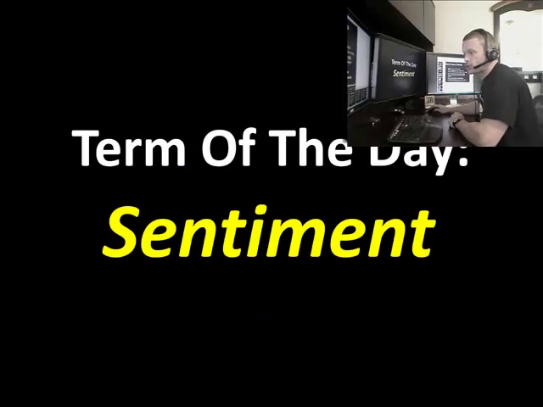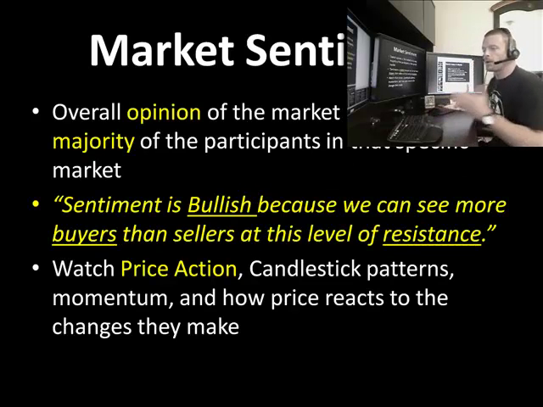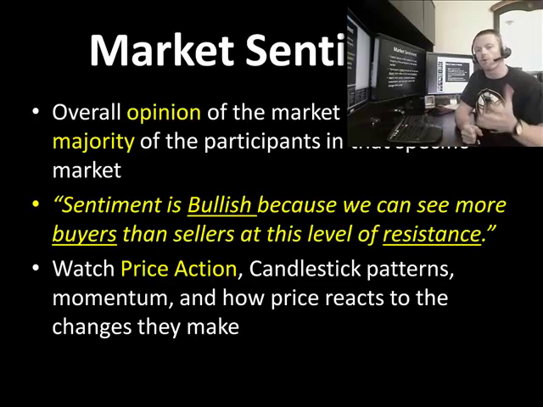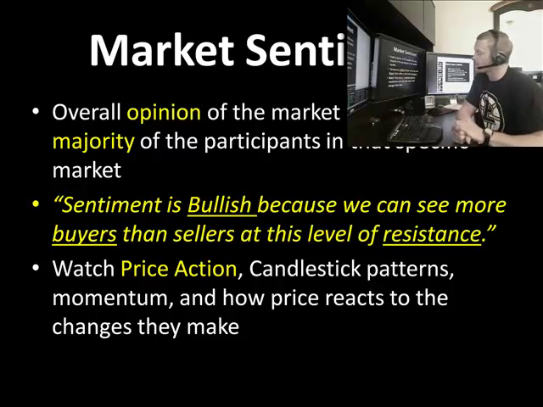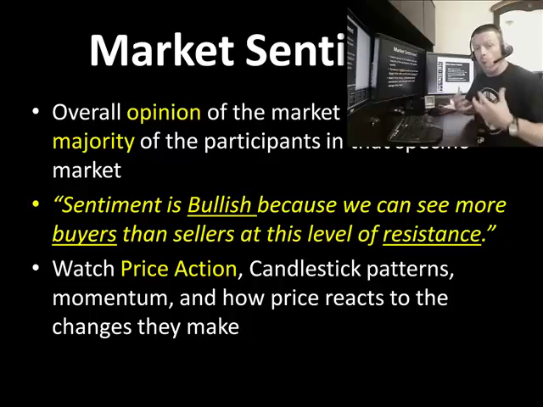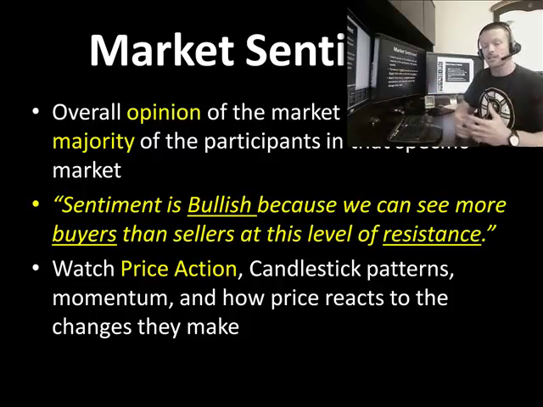All right, what's the term of the day today? It's sentiment. I think we've all heard this before, but what is market sentiment? It's the overall opinion of the market by the mass majority of participants in that specific market. So it's the overall opinion by the mass majority. So basically, the market sentiment is what the overall market is thinking as far as direction.